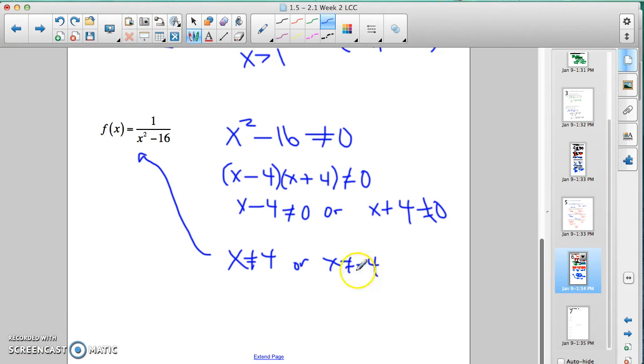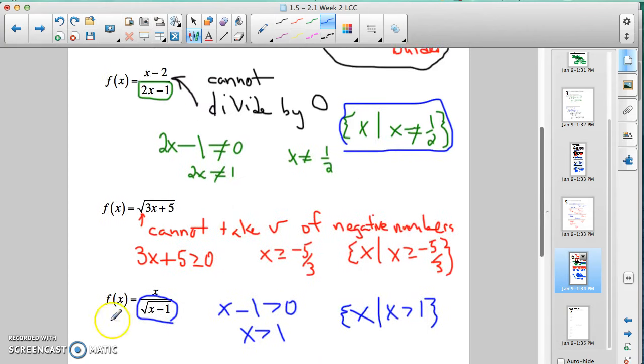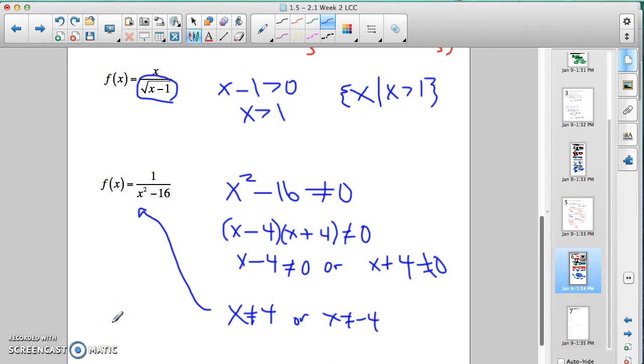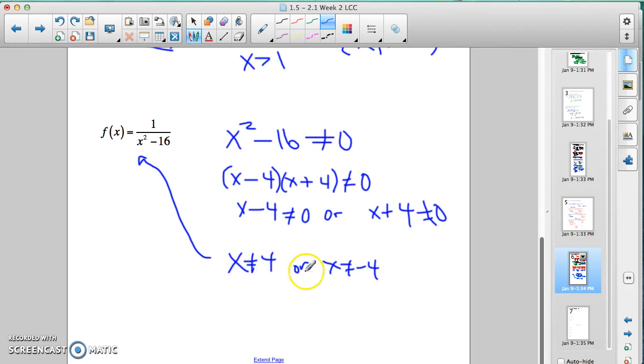So this would be my domain. It would be all real numbers except these two values. Alright, so those are some examples of domain and how you would write it in set builder notation. You can also write it in words, or you could write it with inequalities, as long as you have some words and inequalities. I could write this as all real numbers except 4 and -4. If I wrote that in words, that would be okay.